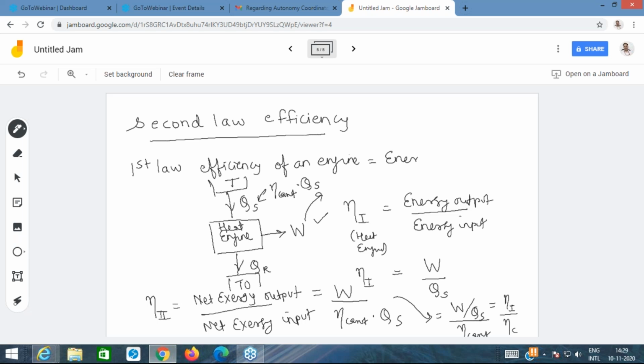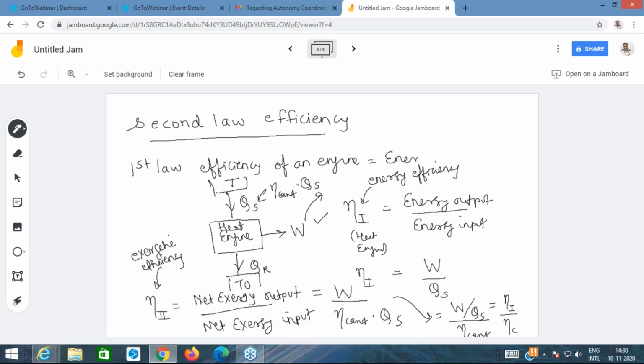What I am finding is the second law efficiency, which is also called the exergetic efficiency. I had written first the expression for the first law efficiency, which is the energy efficiency. What is energy efficiency? Energy efficiency is energy output upon energy input. What is exergetic efficiency? It is exergy output upon exergy input.